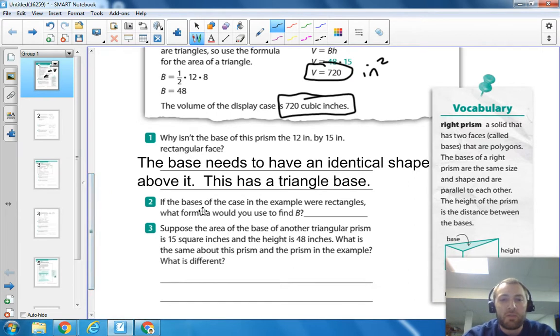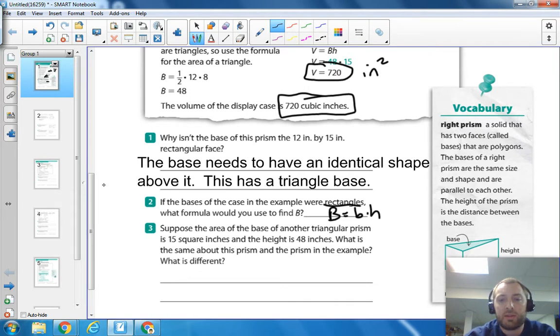Anyway, number two, if the bases of the case in this example were rectangles, what formula would you use to find big B? Well, for rectangles, we use just base times height or length times width. So little b base times height or length times width works the same way.